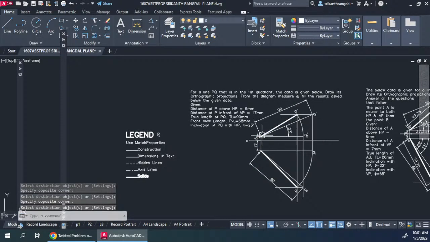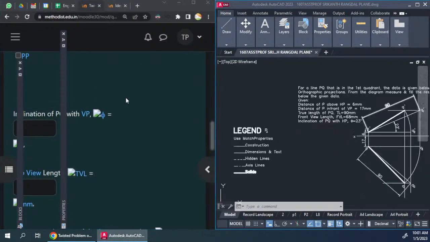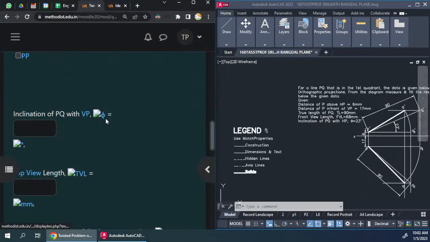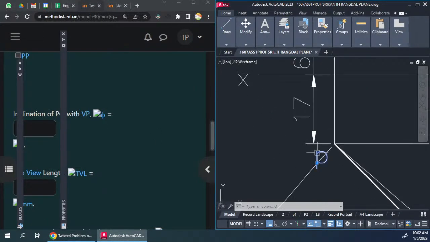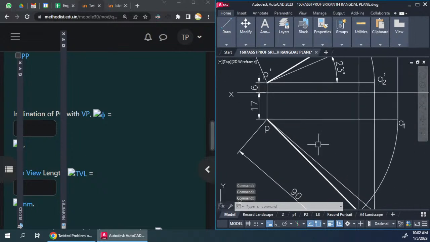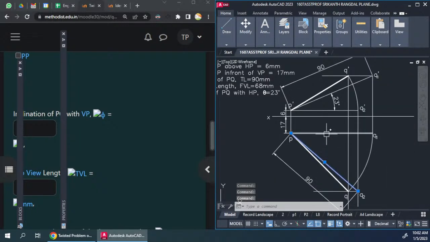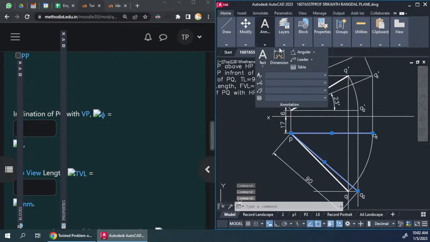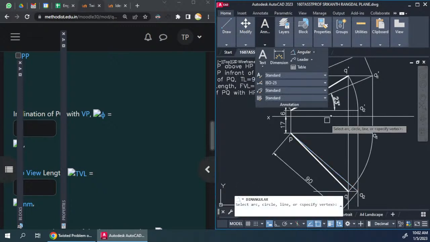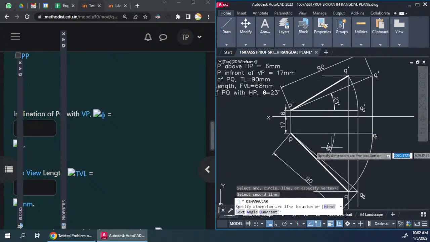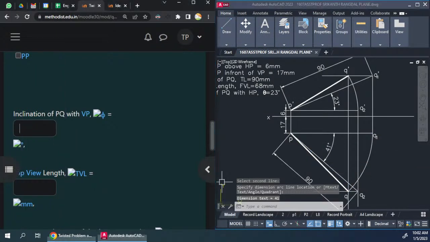After having applied that, you have to find all the measurements that we are supposed to. So the first thing he wants us to find is angle phi. Phi is the angle between this line and this line. So let's take the angular measurement between this and this. So this angle here is angle phi, 41.